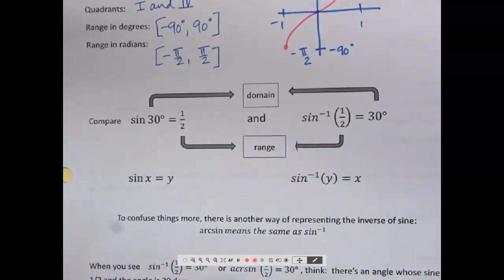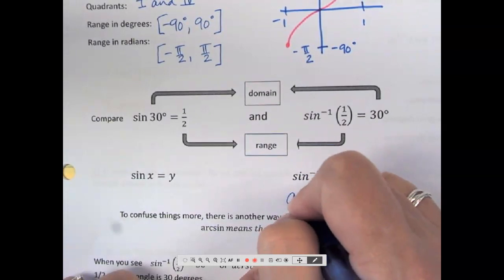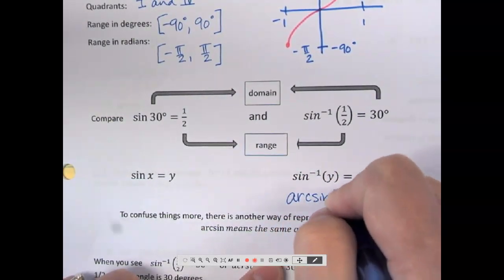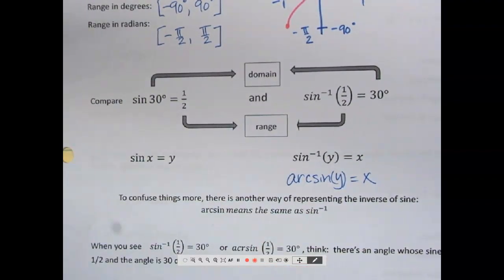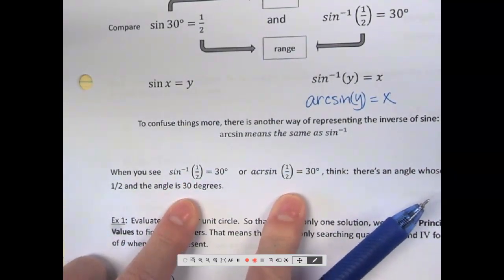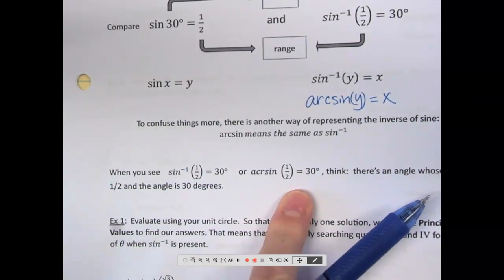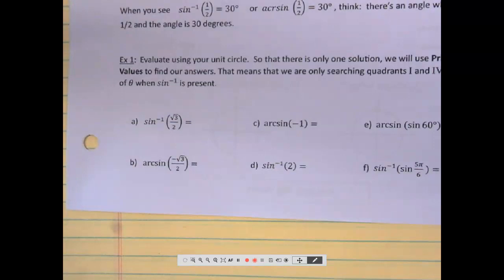Okay, to make things even more confusing, there is another way of writing sine inverse, and that is arc sine. If you see arc sine and sine inverse, it means the same thing. They are interchangeable. The calculator just has the sine inverse symbols and not arc sine. So if I had sine inverse 1/2 or arc sine 1/2, it means the same thing. There is an angle whose sine is 1/2, and we're going to find that angle. It happens to be 30 degrees. So this is how we're going to use these. Look at these problems at the bottom and get your unit circle.